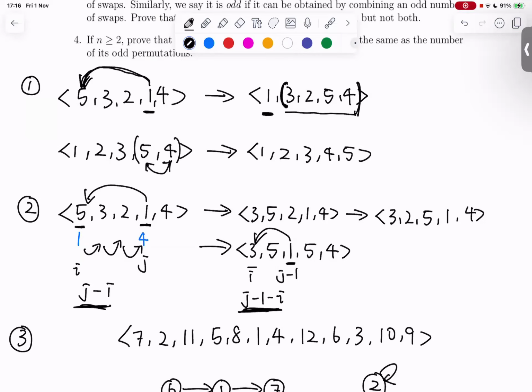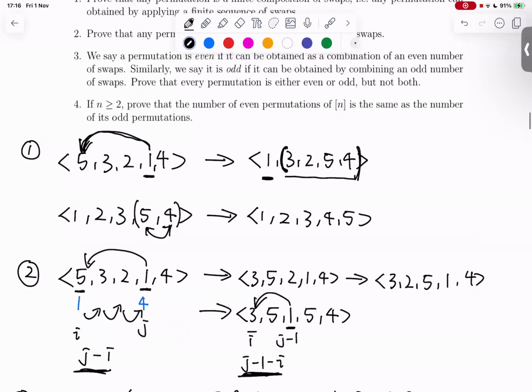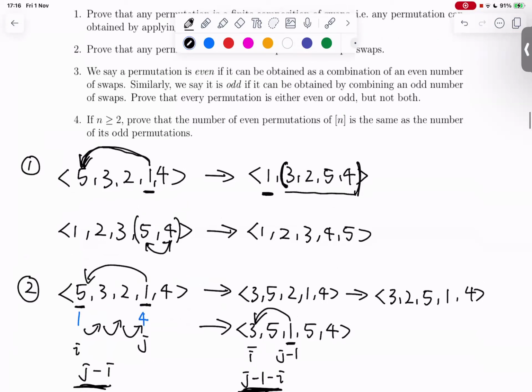So we prove every permutation is a finite composition of simple swaps. So every permutation is a finite number of swaps, and so every permutation is also a finite number of simple swaps. So this is part 2.